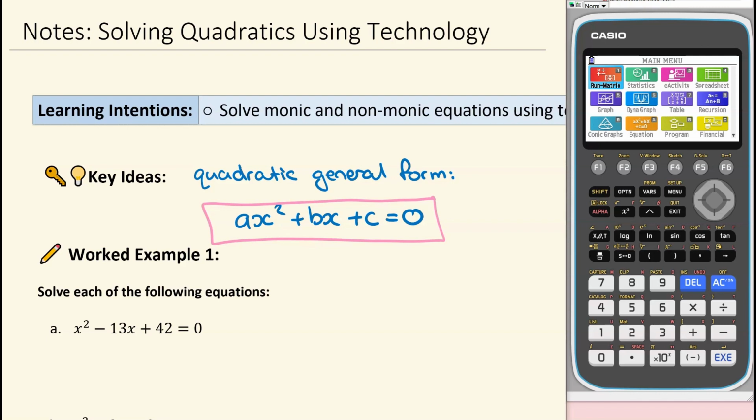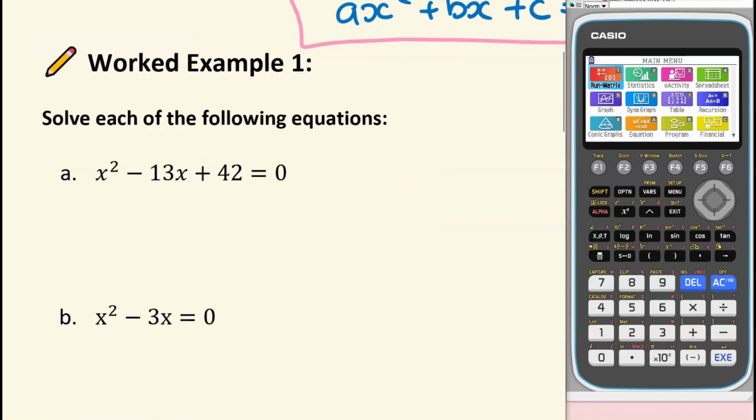We also need to be able to competently and confidently rearrange our various quadratic equations into this form in order to then also identify these a, b, and c variables. So let's have a look at our first set of examples.